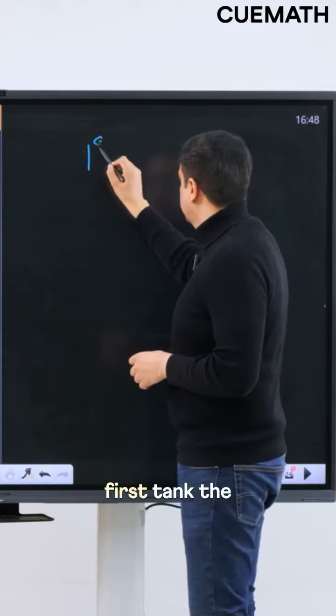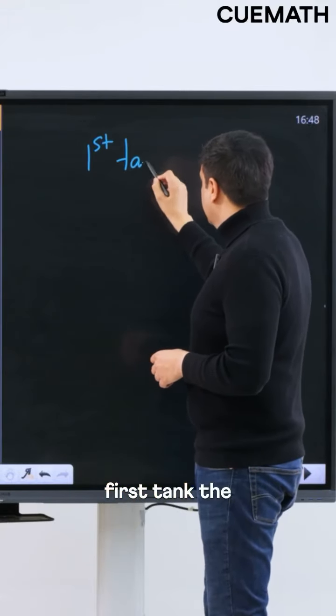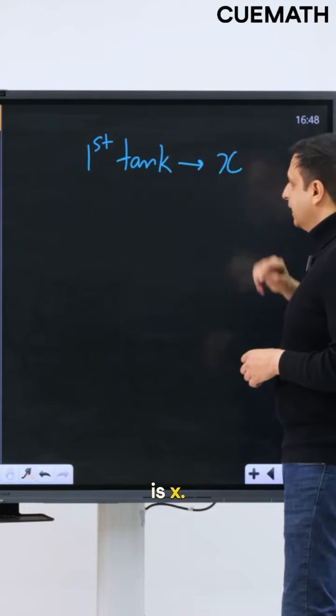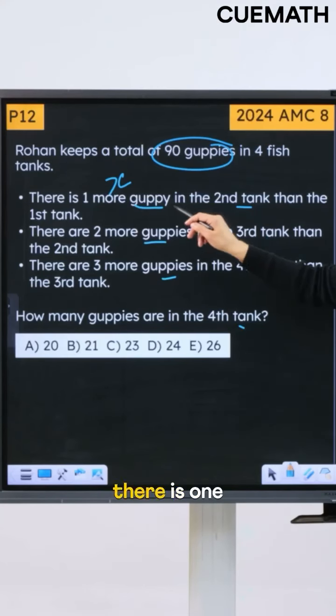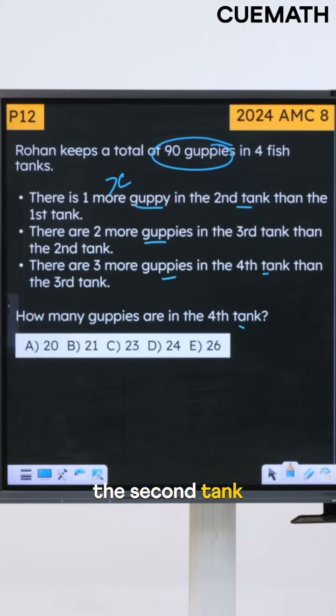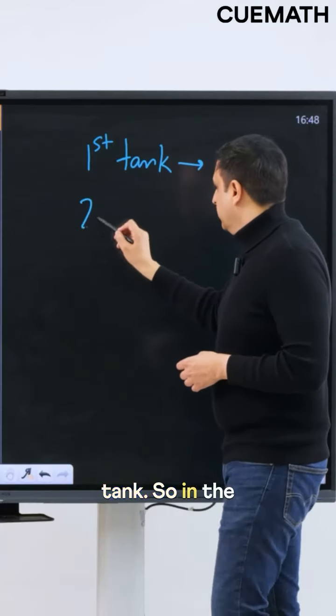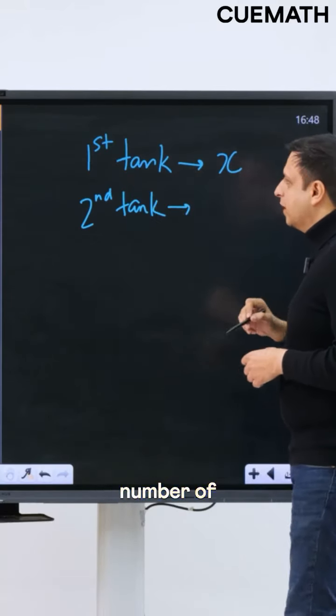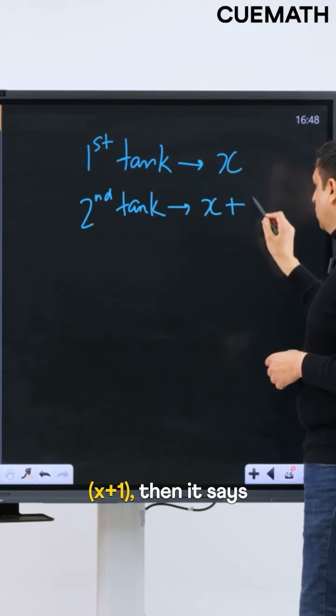So in the first tank, the number of guppies is x, and then the first statement says there is one more guppy in the second tank than the first tank. So in the second tank, the number of guppies will be x plus 1.